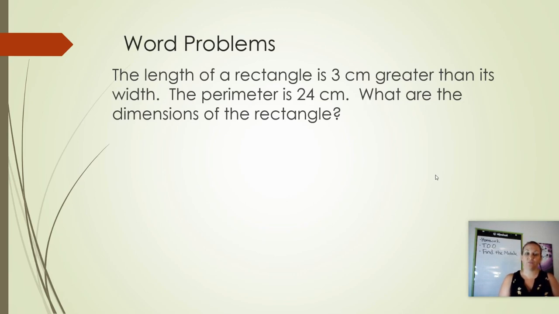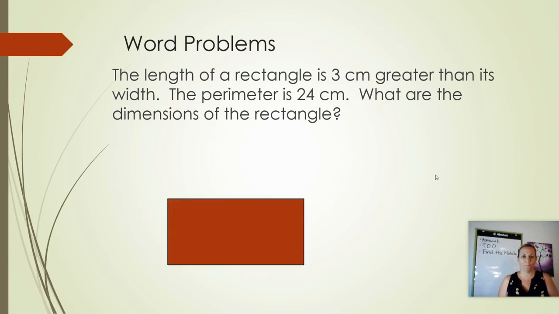Just like on the previous problem, I'm going to draw a picture so I can visually see what they're talking about. So here I have a rectangle. On a rectangle, we have two dimensions. We have length and we have width. They have to be across from each other, so the lengths are across from each other and the widths are across from each other.